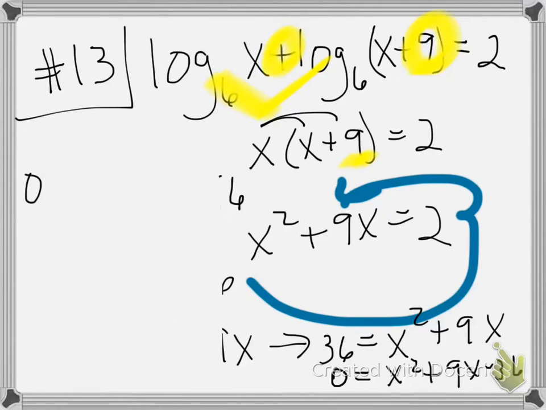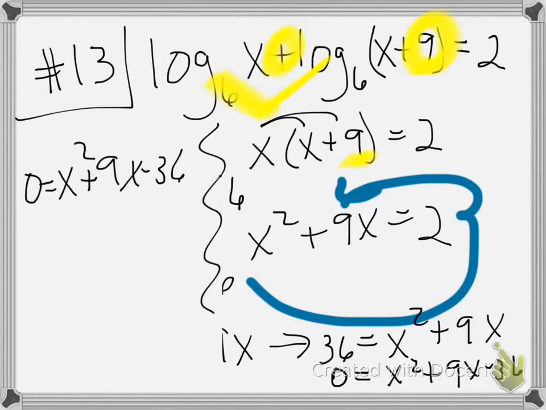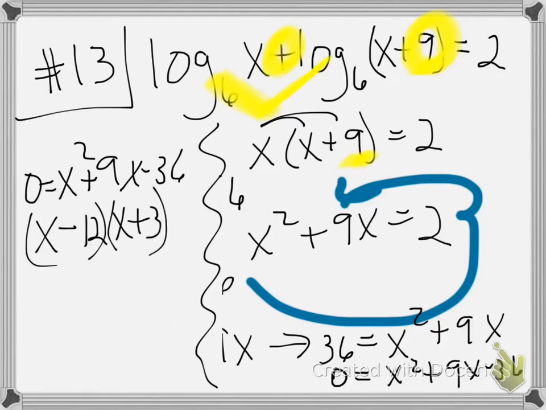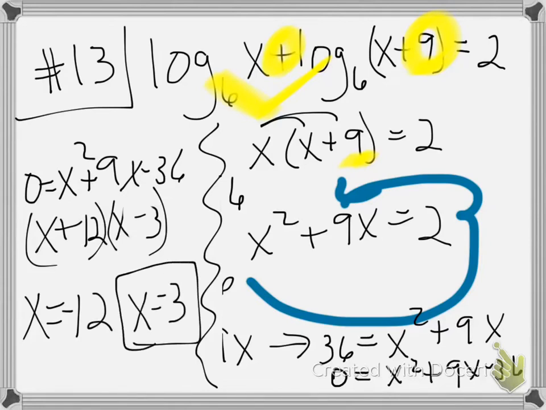Alright, so if I have 0 equals x squared plus 9x minus 36, factoring that out, you can do x minus 12 and x plus 3, because negative 12 times 3 is 36, negative 12 plus 3 is, I have them backwards. Should be plus 12 and minus 3, plus 12, minus 3. So my solutions are negative 12 and positive 3. And actually, in case you're curious, negative 12 is an extraneous solution.